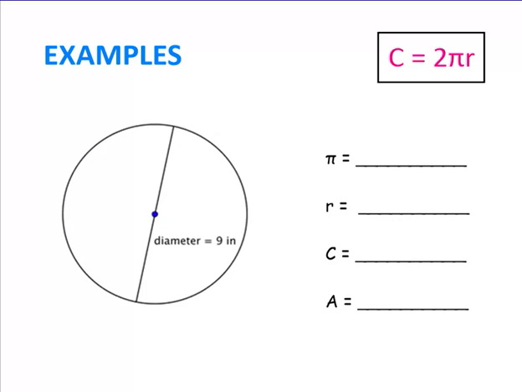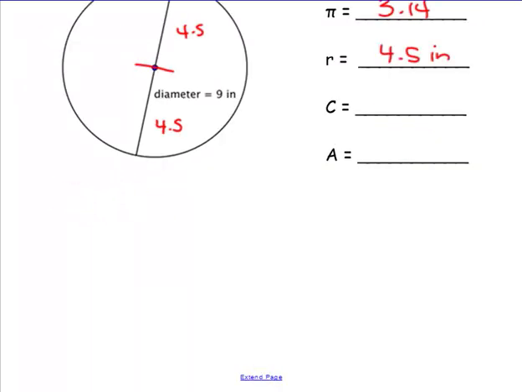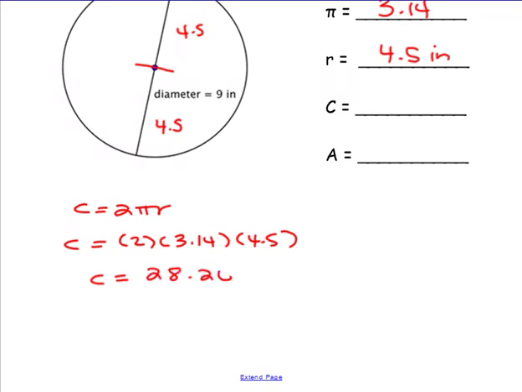Okay, next one here. So again, pi, 3.14. Our radius is half of the diameter. So if the diameter is 9, our radius is going to be 4.5. So we have 4.5 inches. And then we'll go ahead and calculate our circumference. C equals 2 pi r. C equals 2 times 3.14 times our radius, which is 4.5. When you multiply all of those together, you're going to get 28.26, and that's inches.